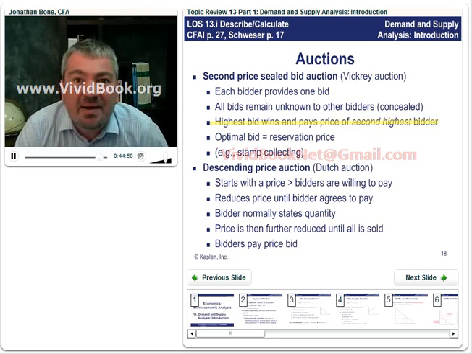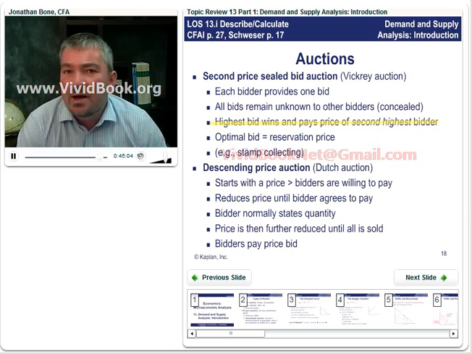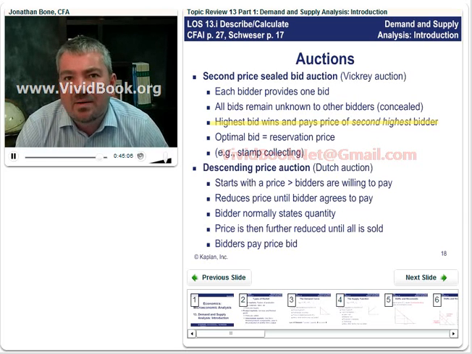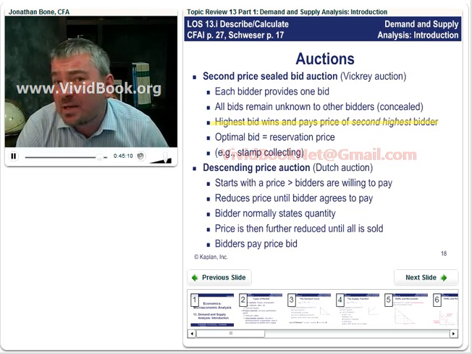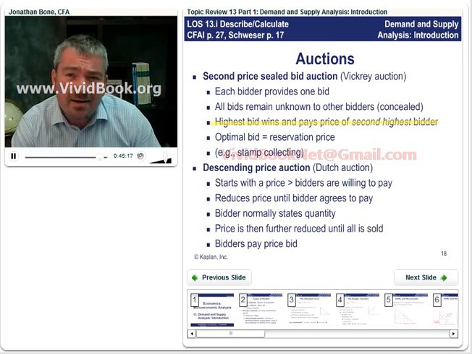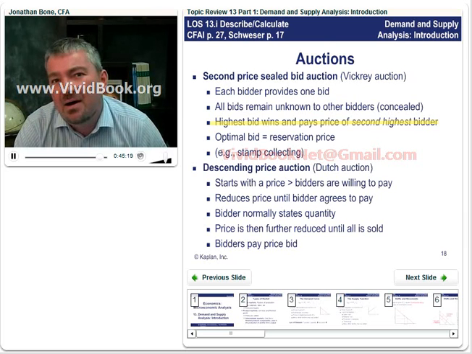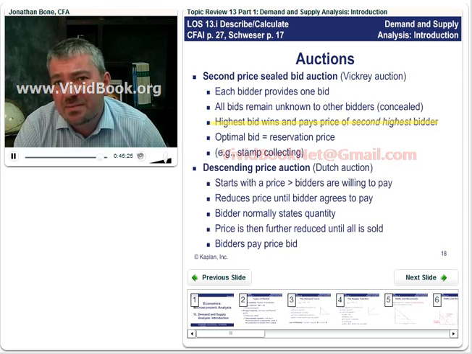The highest bid wins and pays the price of the second highest bidder. Now, notice with our previous sealed bid auction, the highest bid wins and paid the price that they had bid. Here, the highest bid wins, but only pays the price that the second highest bidder had bid. What that means now is your optimal bid will be equal to your reservation price.